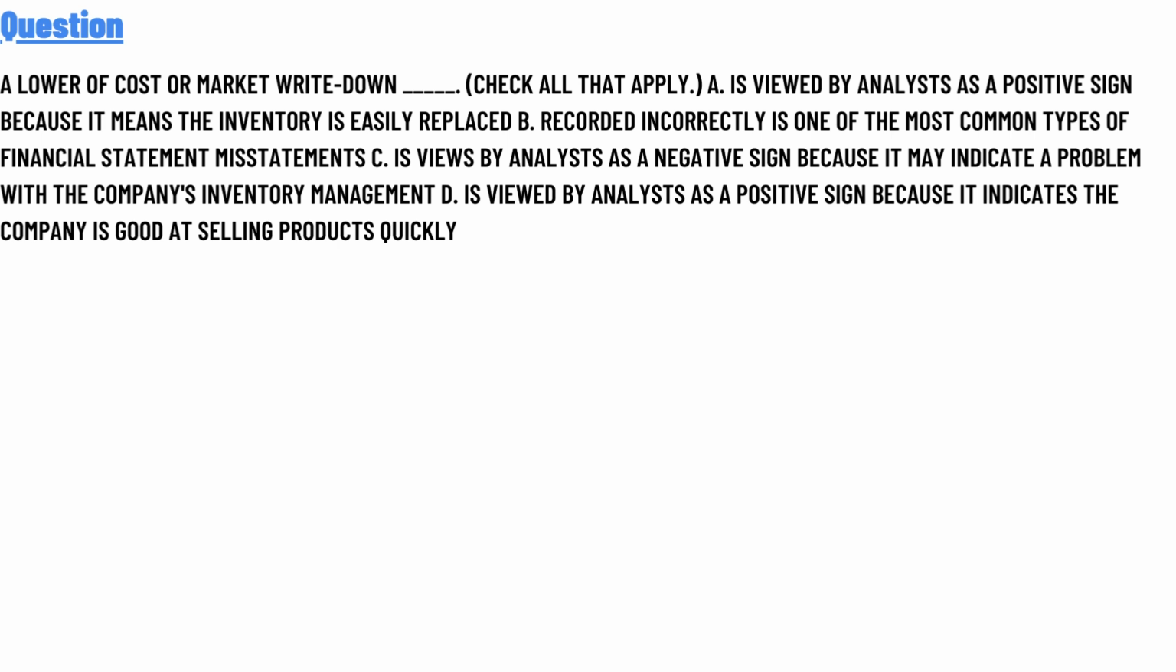Option C: viewed by analysts as a negative sign because it may indicate a problem with the company's inventory management. Option D: viewed by analysts as a positive sign because it indicates the company is good at selling product quickly. The correct answer to the question is B and C. So that is the answer to the question.